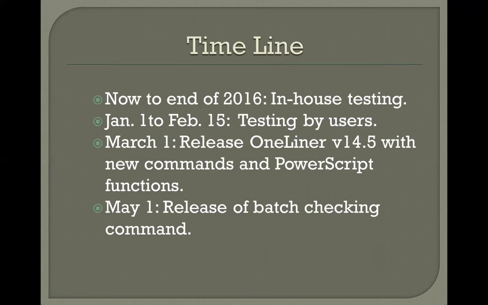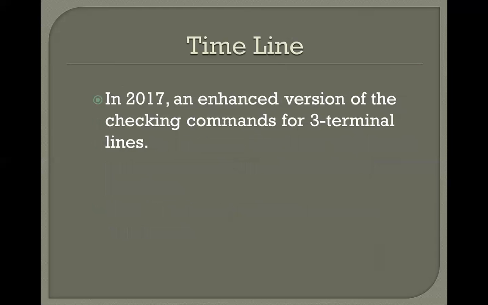So our strategy is to make the commands work on one line at a time. And then when everything looks like they are working, then we'll release a batch command and say, well, we'll check every line in this area, in that zone, in the vicinity of somewhere. So all that will be available on May 1st. And also, later on in next year, an enhanced version of this command for 3 terminal lines will be released.